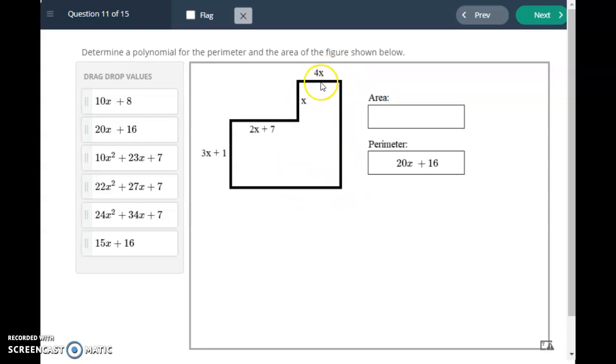So x times 4x is 4x squared. We'll remember that. 3x plus 1 times 2x plus 7. Let's actually go ahead and show you how you would do that.